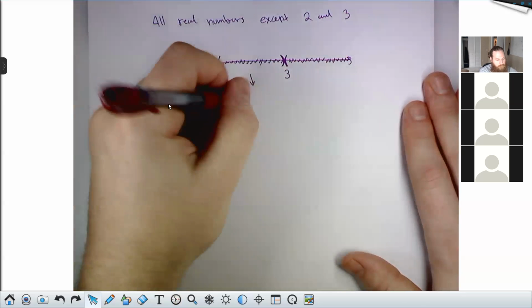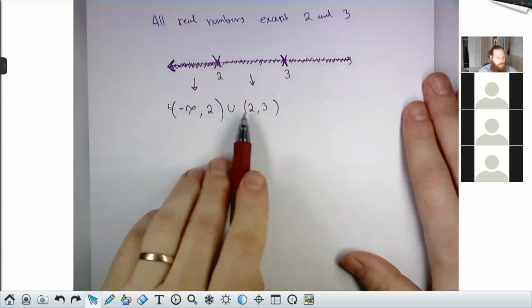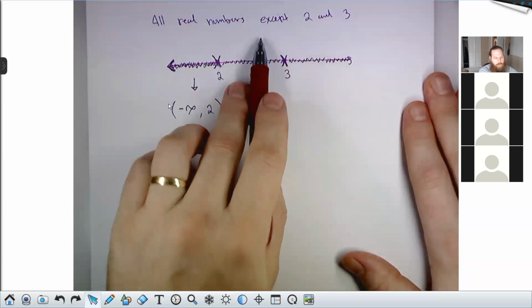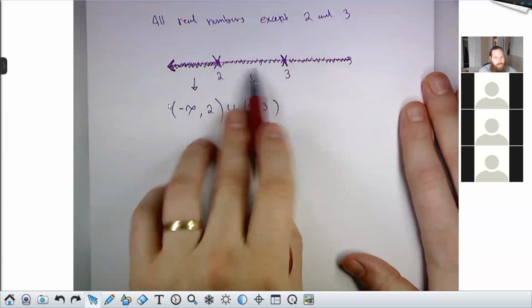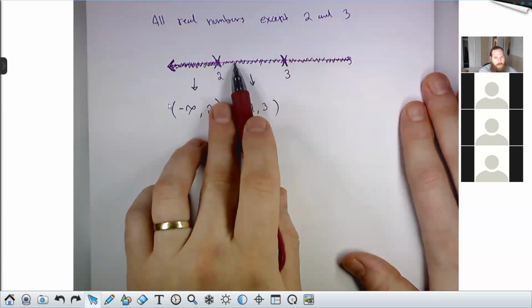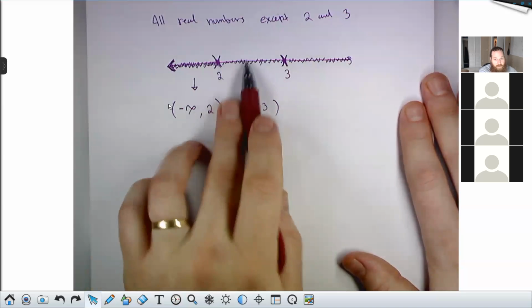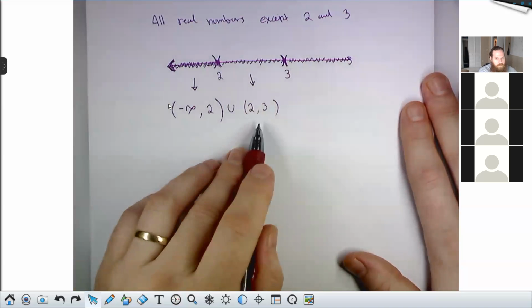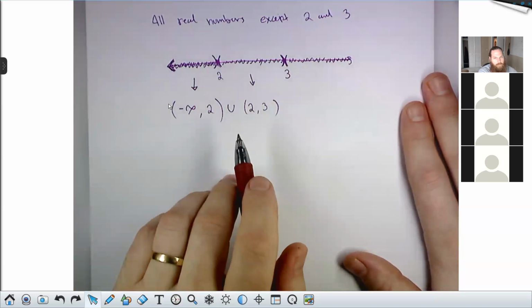Parentheses 2 and 3. Perfect. Yeah, that's exactly right. I don't use a bracket because I don't want to include 2 or 3. I want everything except for 2 and 3. But I don't want to miss the stuff that's in between 2 and 3. There's all these weird decimal numbers in here, like 2.1 and 2.5, 2.9. The square root of 5 is in there somewhere. So there's lots and lots of stuff in here that we don't want to miss. And we get that with the parentheses 2 to 3, the open interval there.